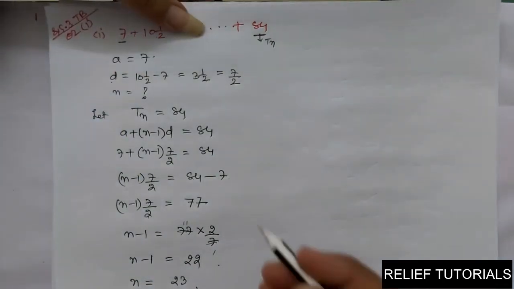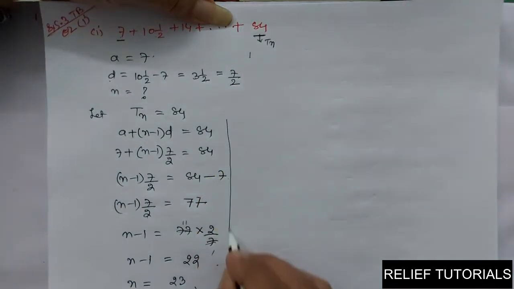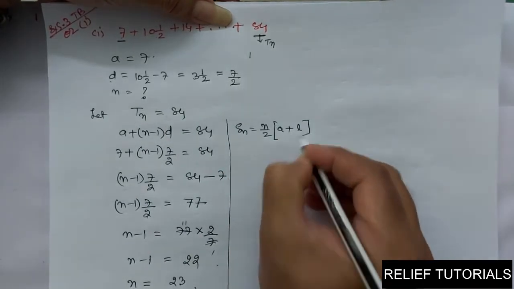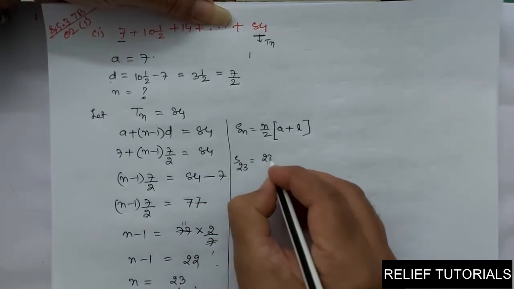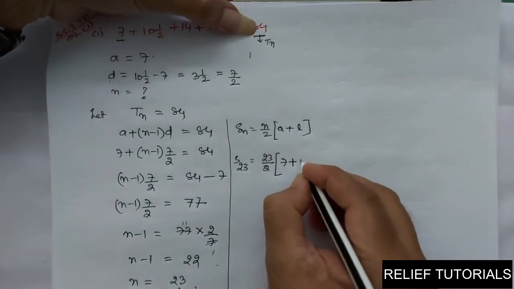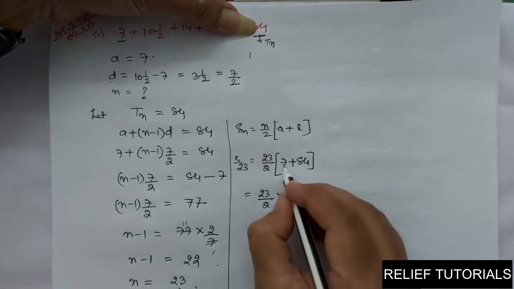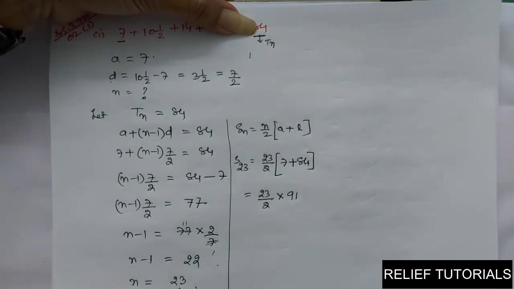Now we want the sum, so we'll use the first formula. Simple. You know what the first formula is. The first formula: Sn is equal to n by 2 into a plus l, the last term. Now n is how much? 23. So we can say S23 is equal to 23 by 2 into the first term, which is 7, plus the last term, which is 84. So 23 by 2 into 84 plus 7. 84 plus 6 is 90, 90 plus 1 is 91. Clear? So 23 upon 2 into 91.